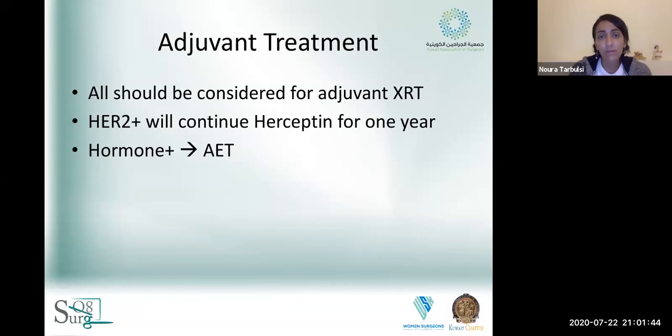Adjuvant treatment, after we completed neoadjuvant therapy and surgery, all patients should be considered for radiotherapy. Most of them will be candidates. HER2 positive patients will continue with anti-HER2 treatment for 1 year. And there are some candidates that will continue for 2, but the classic is 1 year. And if they are hormone positive, they will go on anti-estrogen treatment, just as early breast cancer.